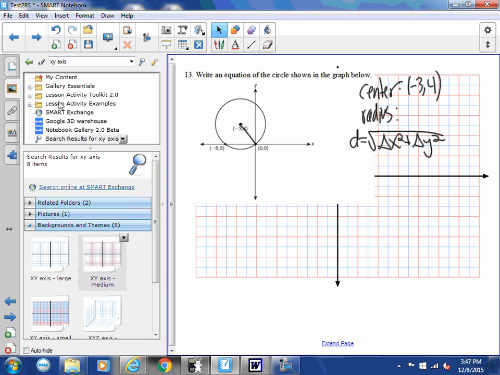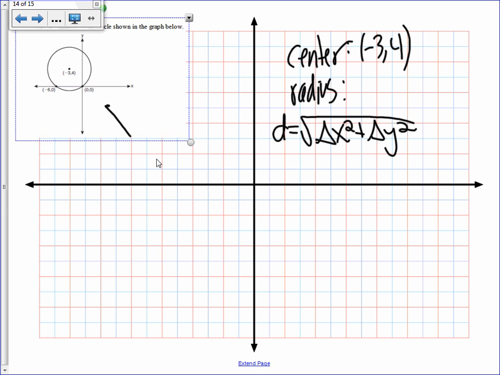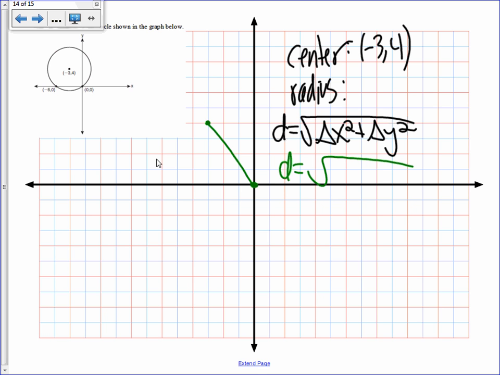There's my graph. So I'm going to transfer the situation now onto graph paper. I have my center at negative 3, 4. I've got 1 point at the origin, so that's the distance I have to find. The change in x. I'm starting here. 1, 2, 3. That's the change in x. The change in y. I'm starting here now. 1, 2, 3, 4. That's all you do to find the change in x and change in y.